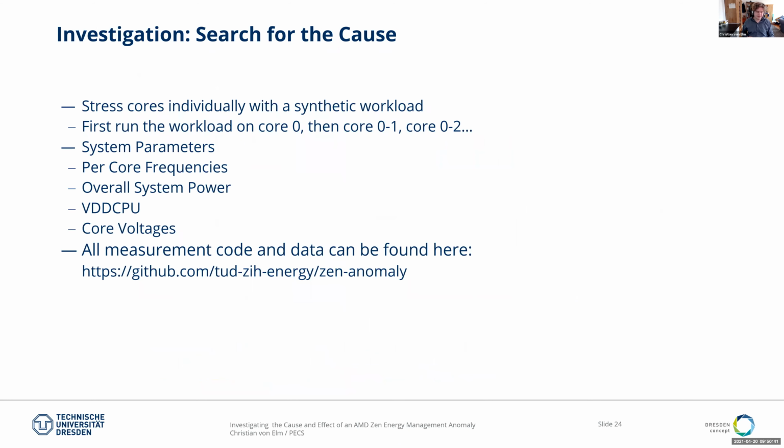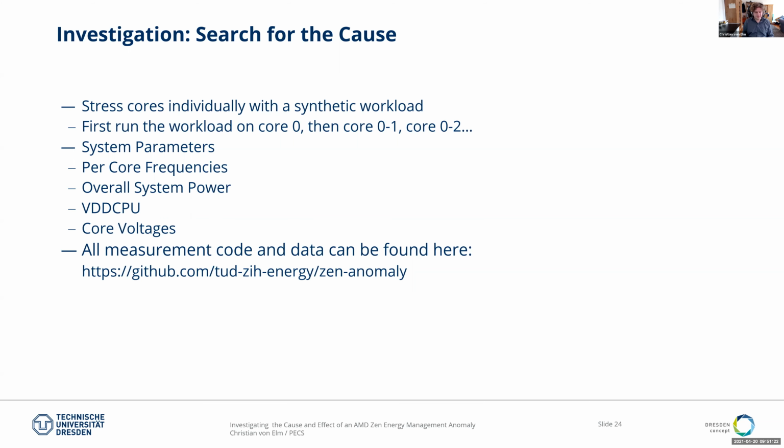So now that we have the basics out of the way, I will briefly show you how we tackled the first question. What we basically did was stress the cores individually with a synthetic workload. In the first step, the workload runs on core 0, then on cores 0 and 1, then cores 0 and 2, 0 through 3, 0 through 4, and so on. And while we were doing this, we recorded some parameters.